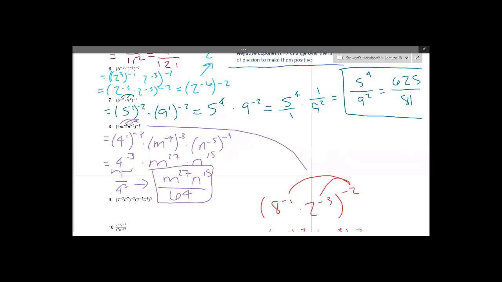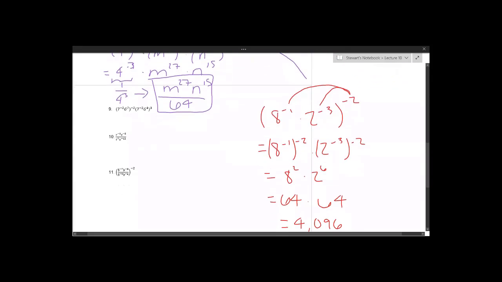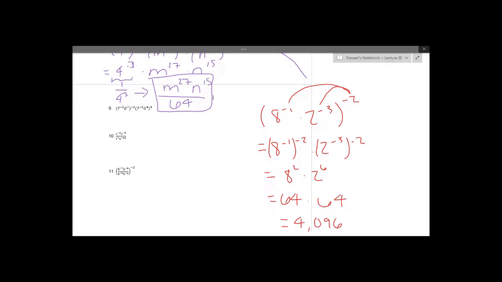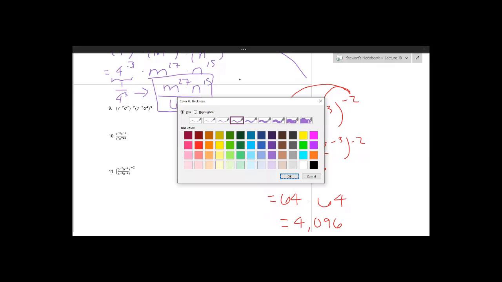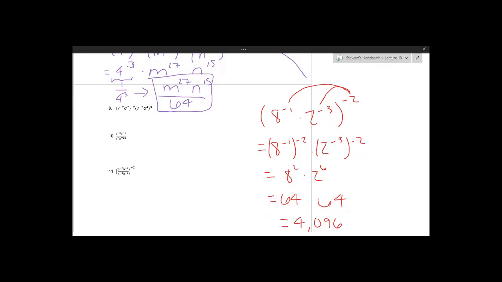Okay, moving along. It's some more of the same, except we have two different expressions that are separately raised to their own exponents, two different groups. Goodness gracious. So what we do in this situation is very similar to what we did up in number 8, just twice essentially.